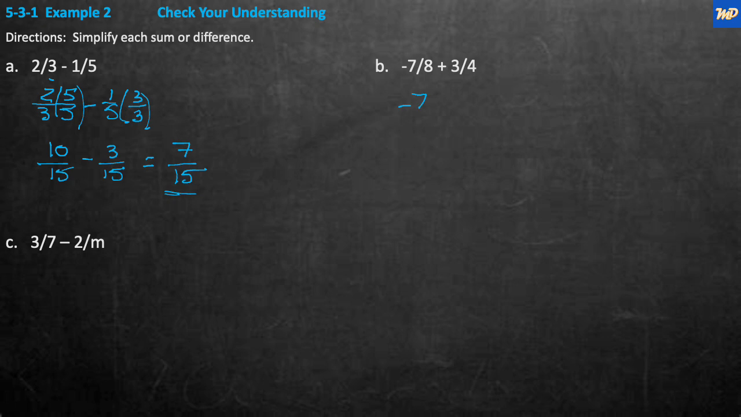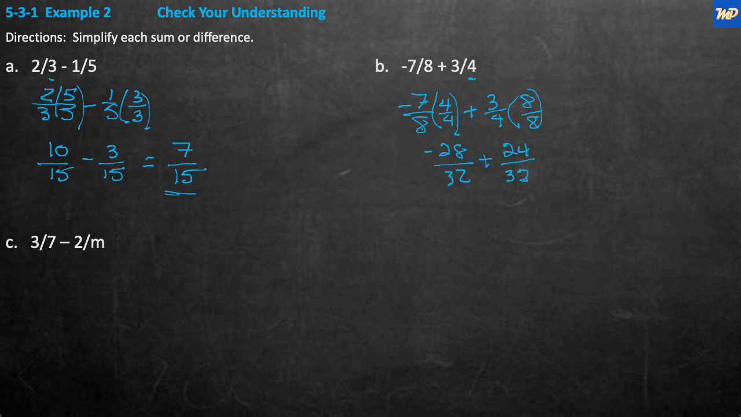Minus 7/8 times 4 over 4, plus 3/4 times 8 over 8. And when we multiply it out, we get minus 7 times 4 is minus 28 over 8 times 4 is 32, plus 3 times 8 is 24 over 4 times 8 is 32.